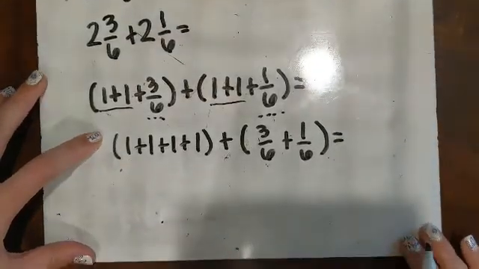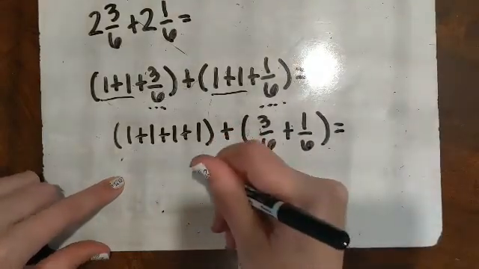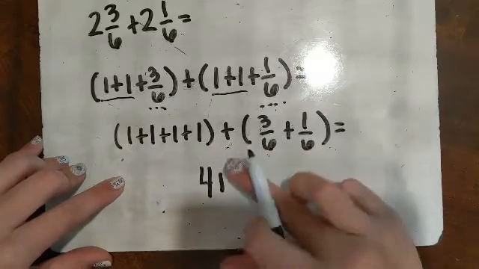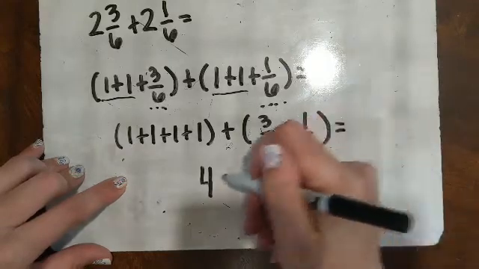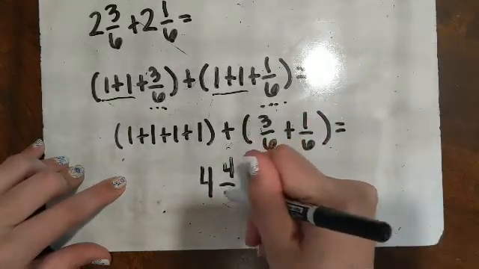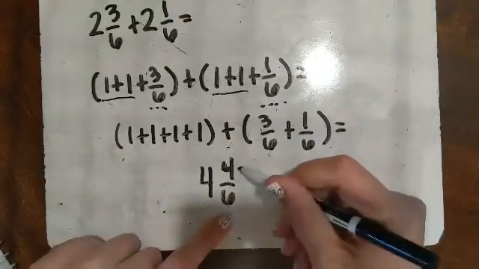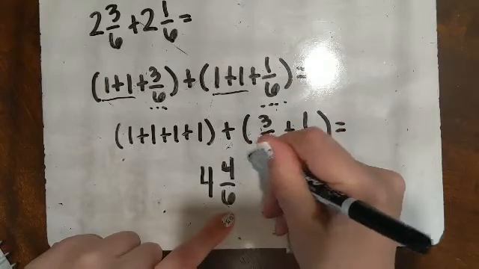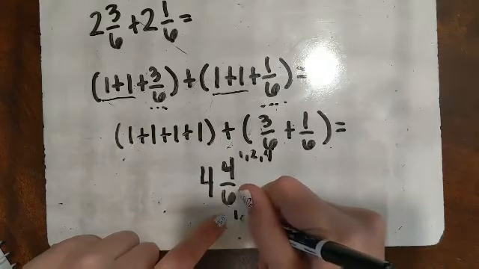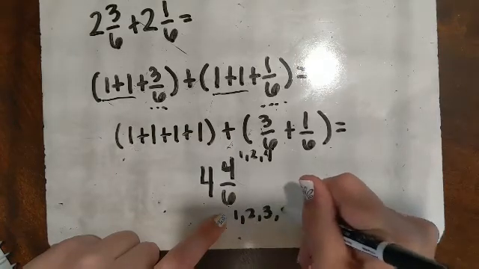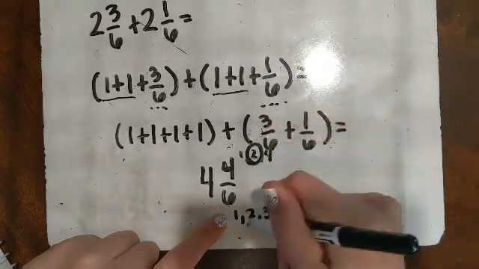Okay, so when I do that, 1 plus 1 plus 1 plus 1 equals 4. And then 3/6 and 1/6 equals 4/6, but I'm not done because I asked you to find it in simplest form, right? So that 4/6, what are the factors of 4? Are 1, 2, and 4. The factors of 6 are 1, 2, 3, and 6. My greatest common factor is 2.